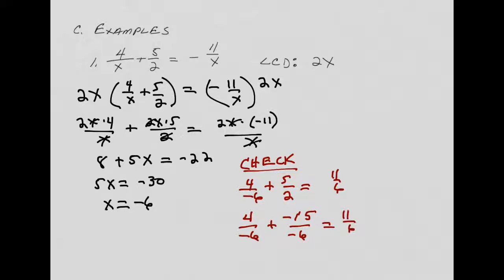I'm going to have 4 minus 15. That's going to be negative 11 all over negative 6. Is that equal to 11 over 6? Yes, it is. Both negatives would be a positive 11 over 6. That's going to check, so that's a good answer.